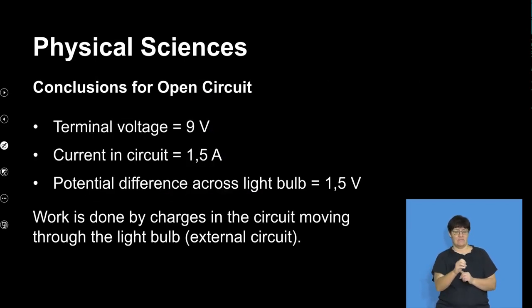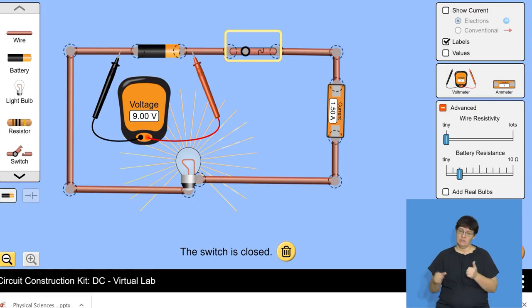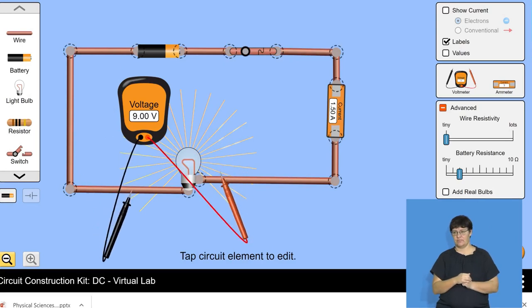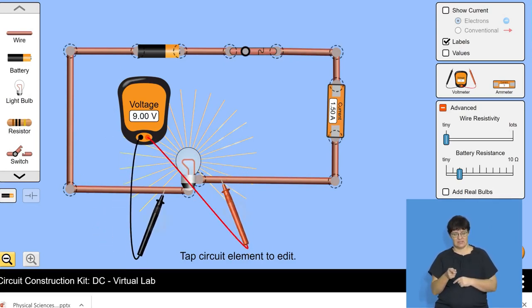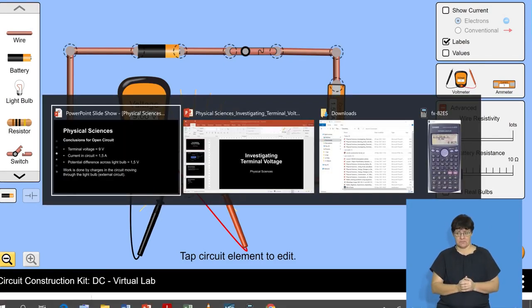Now, what conclusions can we draw from these observations? There is a terminal voltage of 9 volts across the battery while the switch is closed, and there's a current of 1.5 amperes. The potential difference across the light bulb is also something that we can measure. We can go back to our simulation and measure the potential difference across the light bulb, which is the same as across the battery. So we will go back to that.